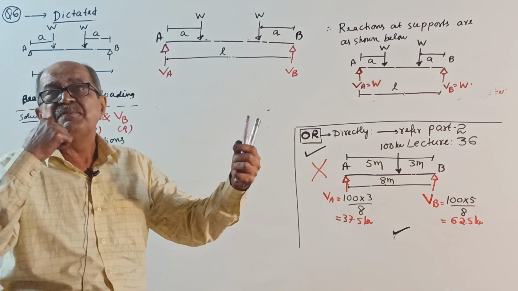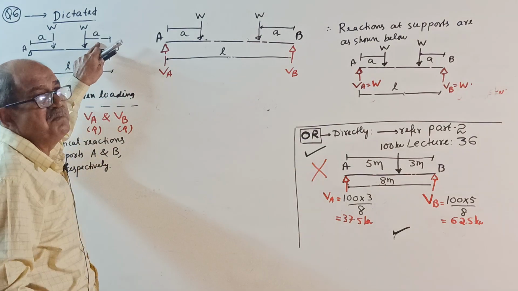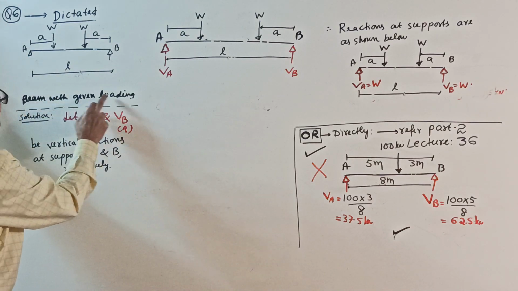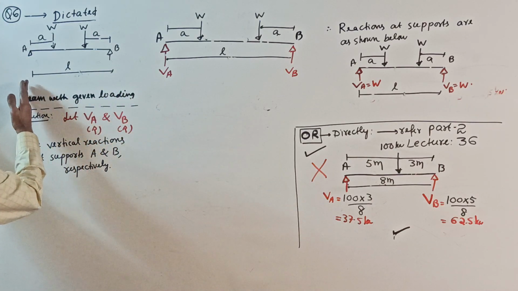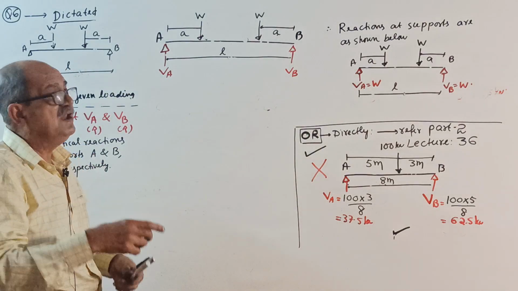See, I told left side is A, right side B. That is some other AB. This is given A. They can give any symbol. Okay, start. Beam with given loading. Solution. Let VA, VB be the reactions. Put the sketch. I decided to solve in front of you.